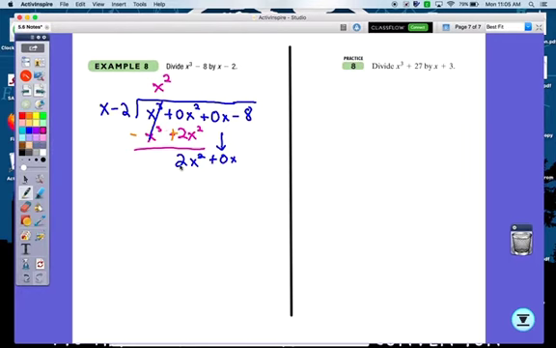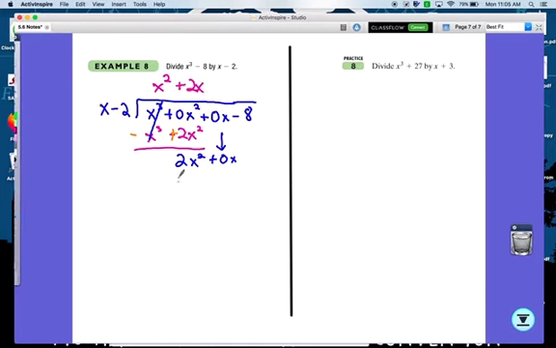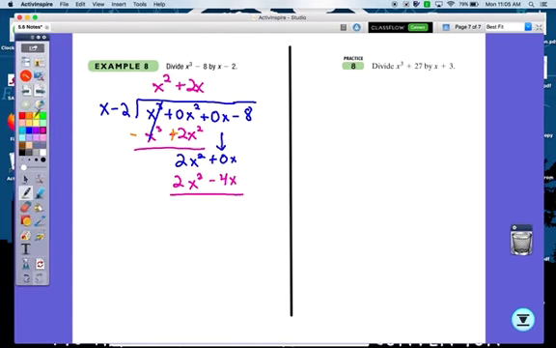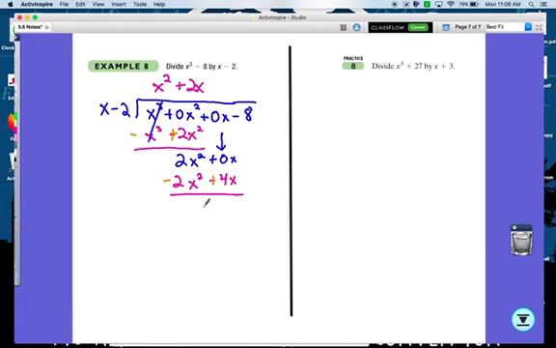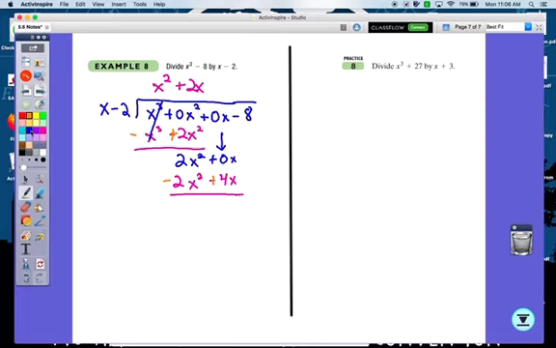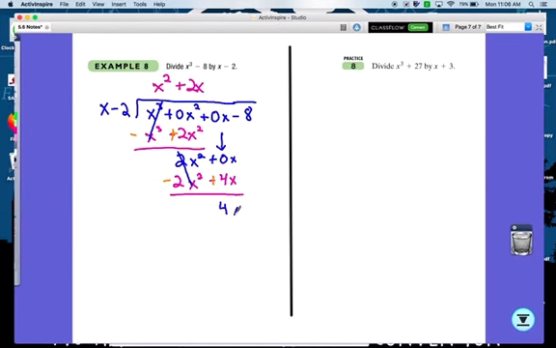I need to have a 2x squared, so plus 2x. 2x times the x will give me 2x squared. 2x times the negative 2 will give me minus 4x. Come through and I subtract. Minus, and the minus will turn that into positive. 2x squareds will cancel out, leaving me with 4x minus 8.